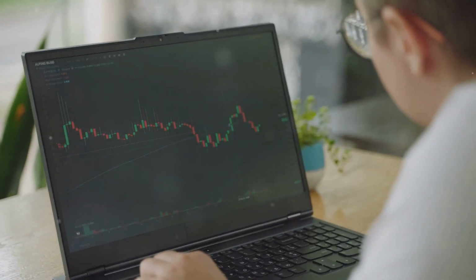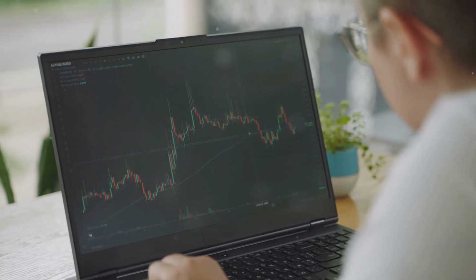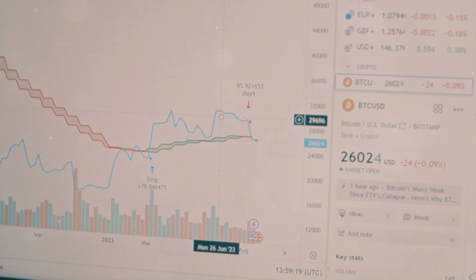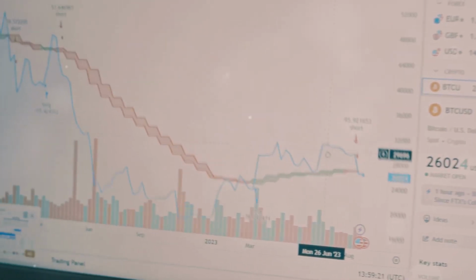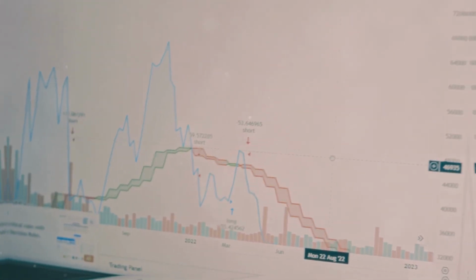The Commodity Channel Index, or CCI, measures the current price level relative to an average price level over a period of time. Values above 100 indicate overbought conditions, and values below negative 100 indicate oversold conditions.